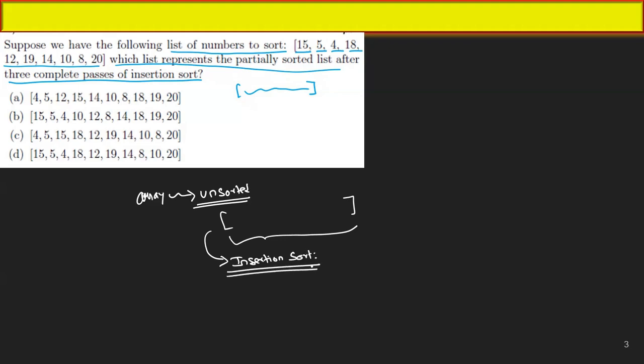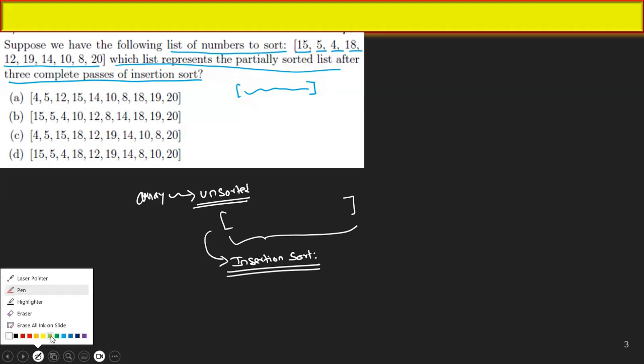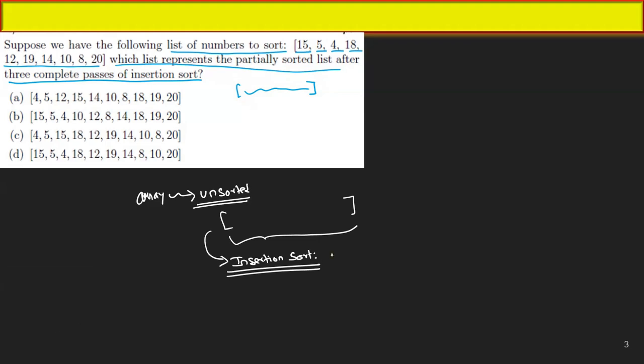Now, what is meant by insertion sort? Insertion sort is nothing but playing cards. We have already discussed this. Right?